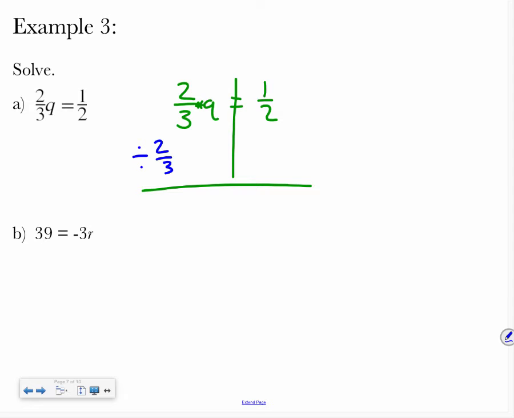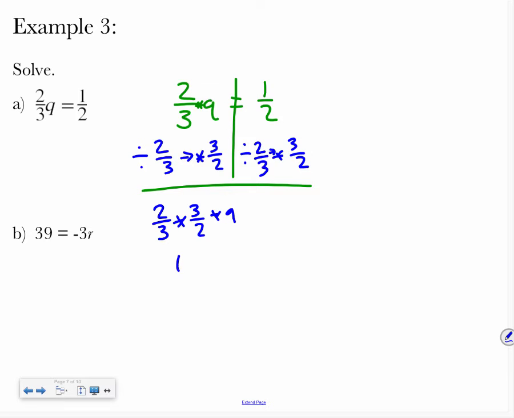Now this one's a little bit tricky because dividing by a fraction, maybe it's been a while, but dividing by a fraction is the same as multiplying by the reciprocal, right? So instead of dividing by 2/3, we can multiply by the reciprocal, which means you flip your fraction. So instead we're going to multiply by 3/2. Okay, so that means I now have 2/3 times 3/2 times q.